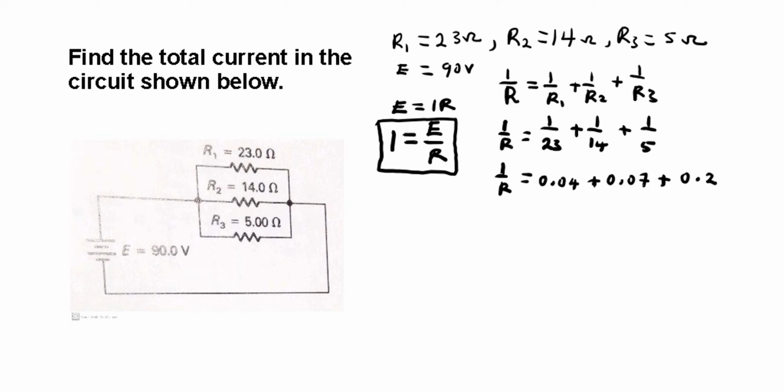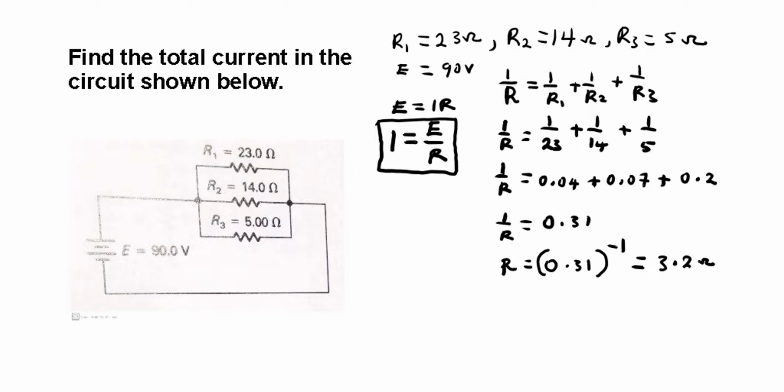So we have that 1 over R is equal to 0.31. For us to get our R, we take the inverse of 0.31. Our R is now equal to the inverse of 0.31, which will give us 3.2 ohms.